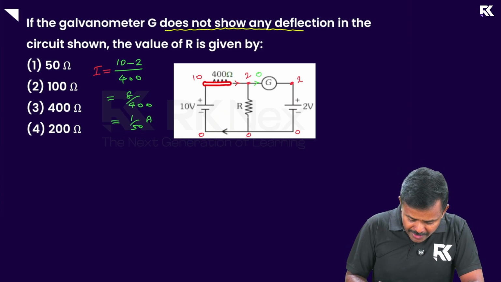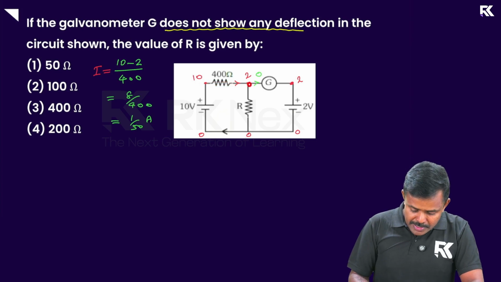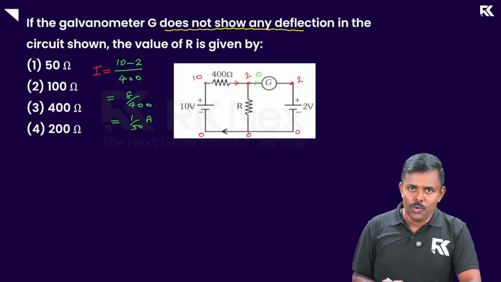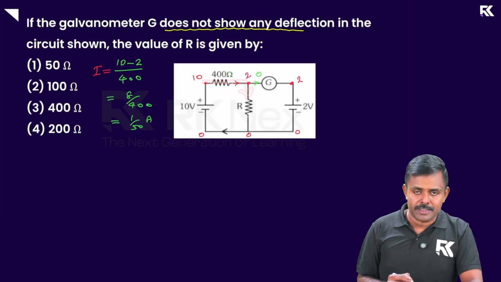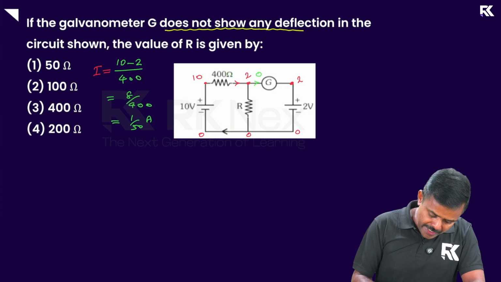And when the current reaches this junction, zero current flows through the galvanometer, which means the entire current begins to flow along this path. So I can write the current through this branch as 1 by 50.